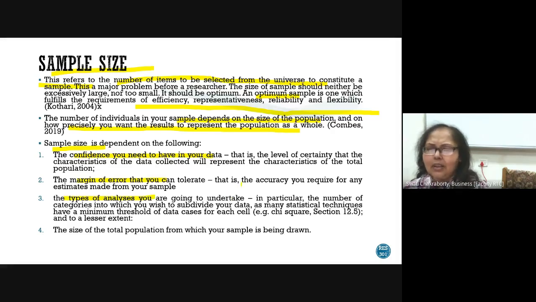So, for example, the number of categories into which you wish to subdivide your data. Many statistical techniques have a minimum threshold of data cases for each cell, say chi-square, section 12.5, and to a lesser extent. And the last one is the size of the total population from which your sample is being drawn.